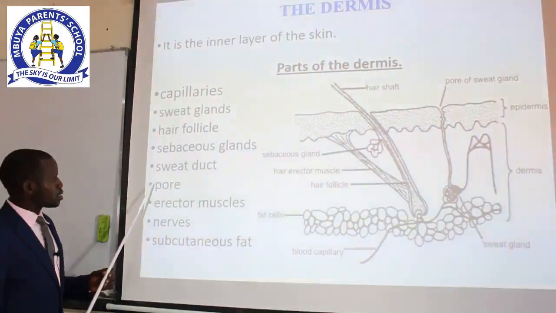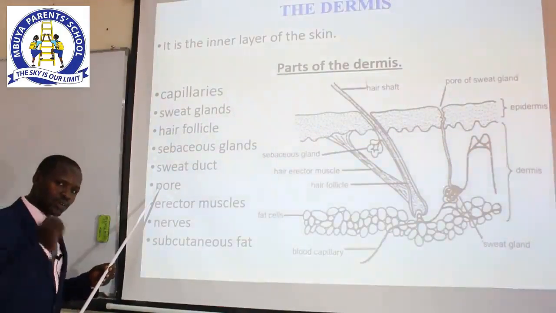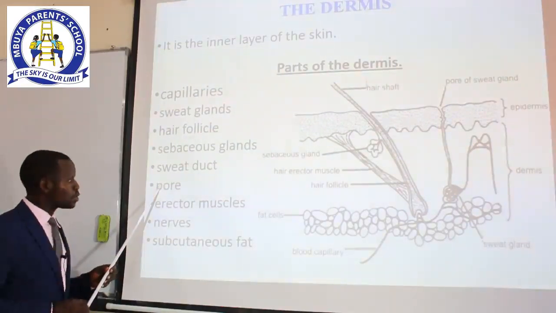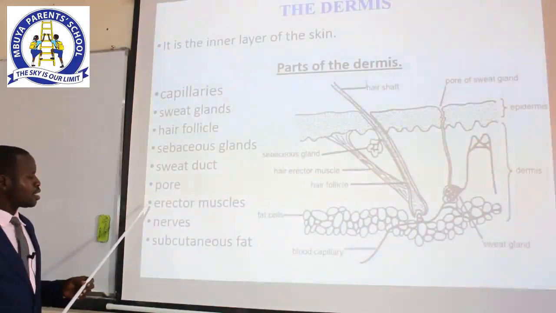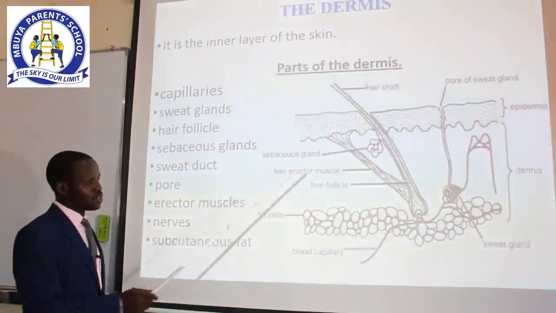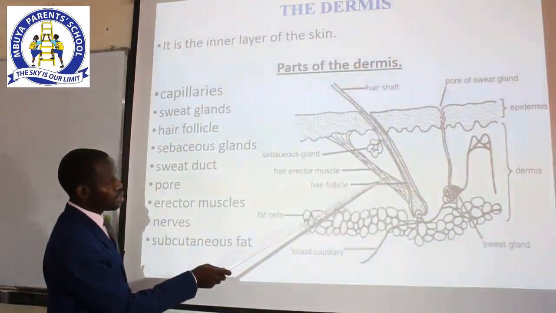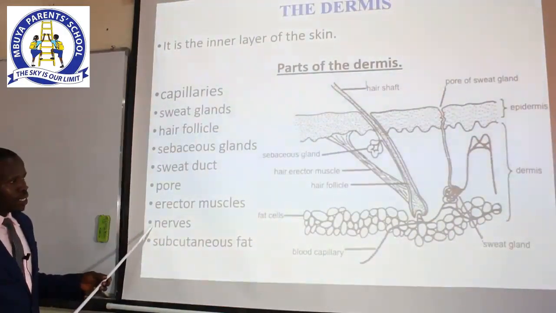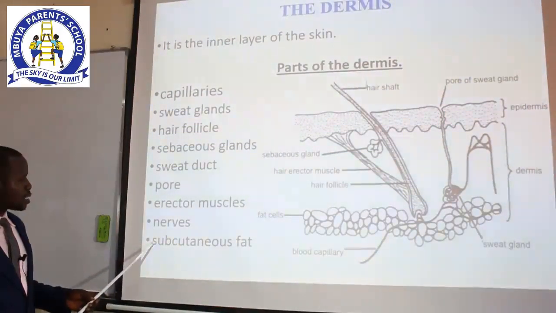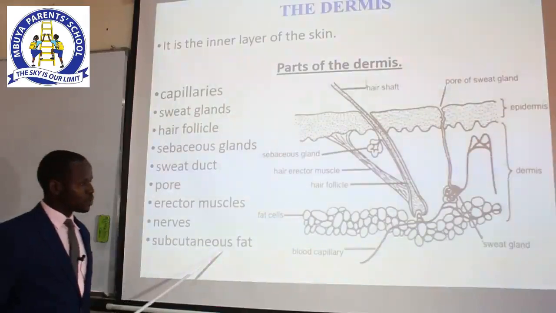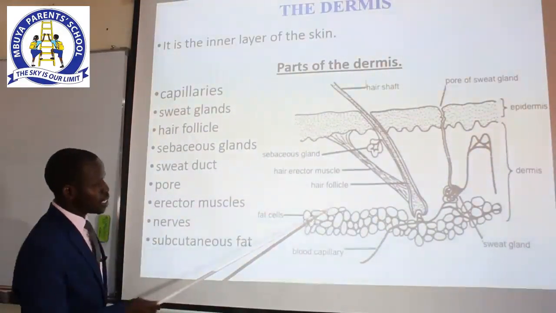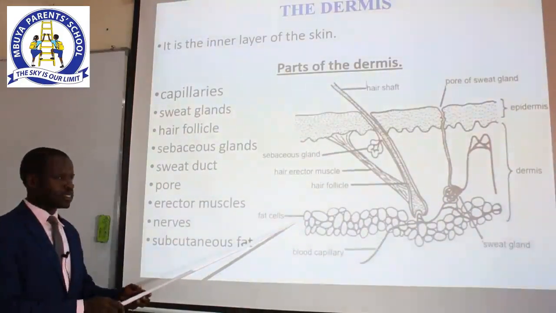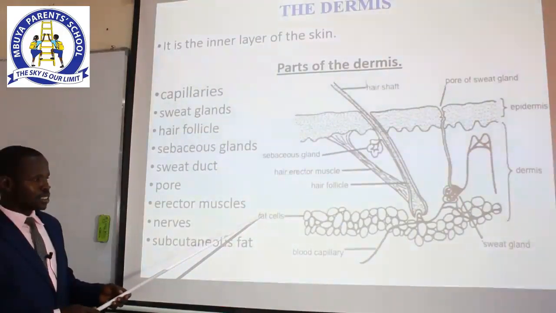Then we have the pore. A pore is a tiny hole. So our skin contains several pores. We shall know how these parts are important. Then we have the erector muscles right over here. Okay. Then we have the nerves on the skin. We have the nerves, and finally we have the subcutaneous fats, which is this area around here. The whole of this area is known as the subcutaneous fat, which contains the fat cells.